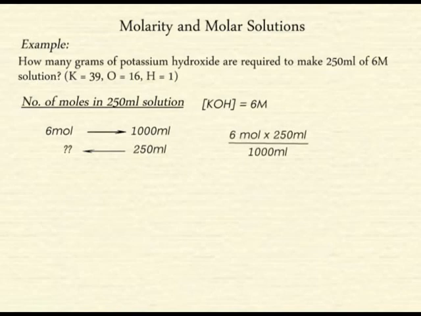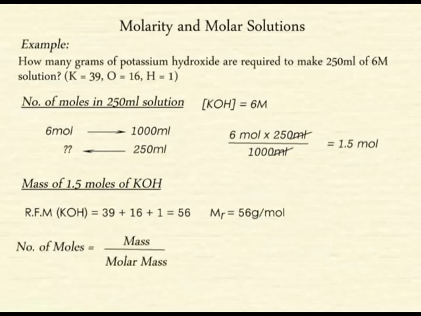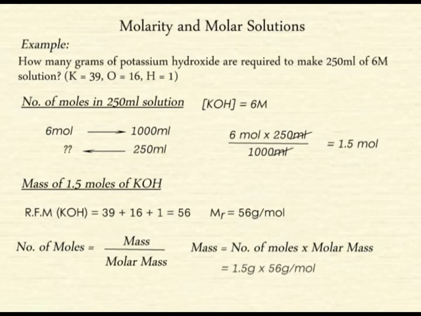We have 6 moles times 250 over 1,000, giving us 1.5 moles. Now we convert the moles into mass using the molar mass. Molar mass of potassium hydroxide will be equal to 39 plus 16 plus 1, which is 56 grams per mole. Number of moles is equal to mass over the molar mass, and therefore mass is equal to the number of moles times the molar mass. We have 1.5 moles times 56 grams per mole, giving us 84 grams.